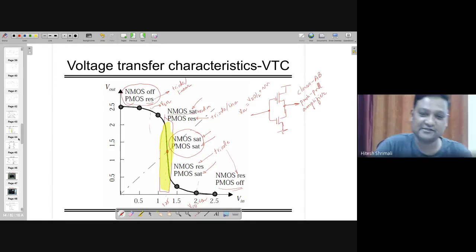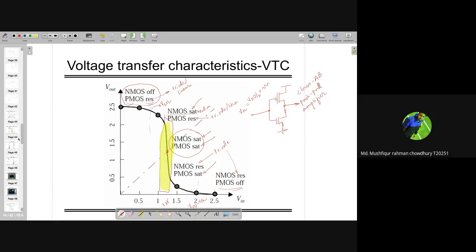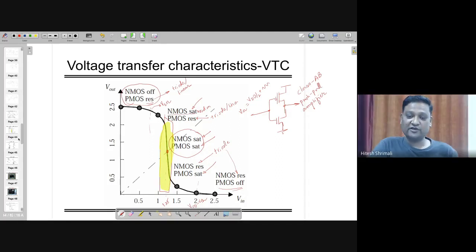Hello, sir. So if we bias it at VDD by 2, then we can use it as a push-pull amplifier. Yes, you can use it as a push-pull amplifier, but note that an amplifier works on a small signal input. So this input has to be small enough that the output shows the amplified version without touching VDD. One side VDD and one side ground, right? So the input has to be a small signal.